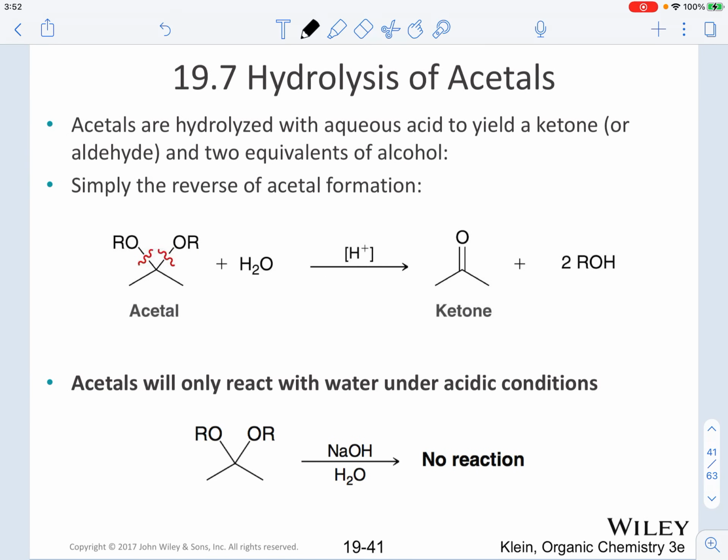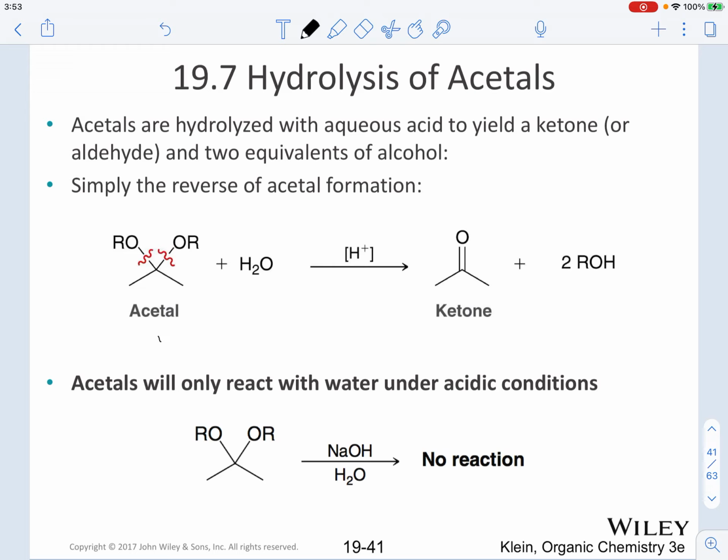Now we're going to proceed to talk about hydrolysis, which is something that we observed previously earlier in this video series. One of the things that we learned earlier in the chapter was that acetals are incorporated with acids. And as we saw in a previous example, acetals are actually hydrolyzed under aqueous acids to generate a ketone or an aldehyde, depending on what you started with, okay? And two equivalents of the alcohol. When this happens, it is simply the reversal of the acetal formation.